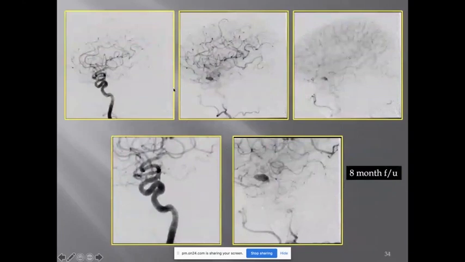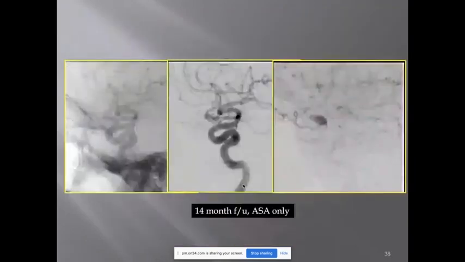At 8-month follow-up, there's stagnant contrast within the aneurysm. But if you watch the run, it's very slow to fill, and the contrast will just circle back through the aneurysm to supply the ophthalmic artery, which then filled late. So I took her off her Plavix, had her only on aspirin, and brought her back at 14 months. Same thing. The aneurysm is slow to fill, and circles around to fill the ophthalmic late in the run.